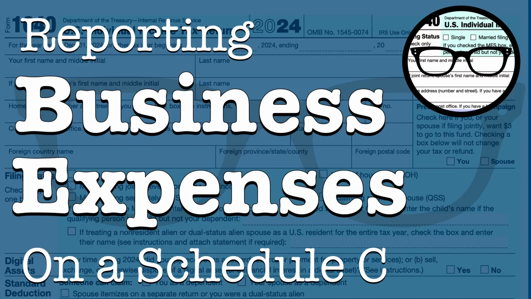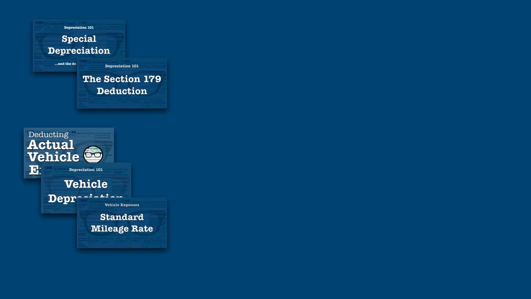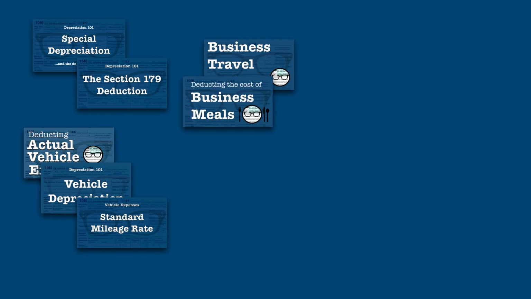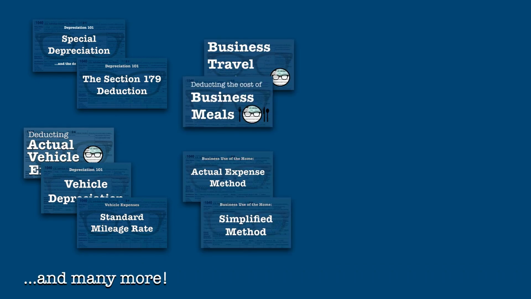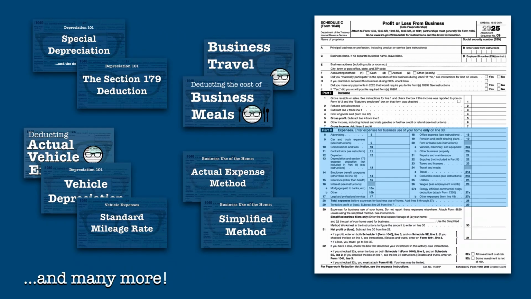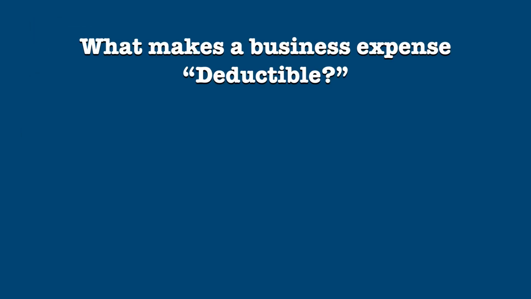Now, I've made a lot of videos on specific types of business expenses, including videos on depreciation, vehicle expenses, travel expenses, and claiming a home office deduction. Now it's time to take these expenses together along with all the other allowable deductible expenses a business can have and report them on a Schedule C. But first of all, what makes a business expense deductible?